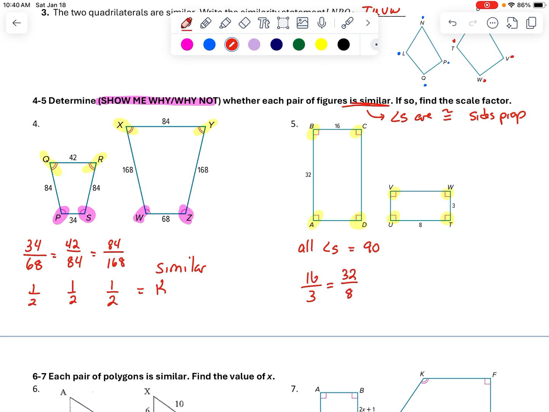So now we're going to see if those are equal. So this is going to give me a 5.3. This is going to give me a 4. So therefore, these two rectangles are not similar. Okay, but I've just modeled exactly what I want to see.